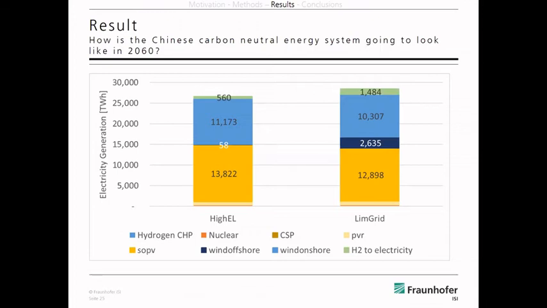We also see that the electricity generation from ground-mounted PV and also from wind onshore is limited. For you to know, SOPV is ground-mounted PV. I forgot to change that. As we have already seen, there's a lot more wind offshore generation in the limited grid scenario and less SOPV and wind onshore generation, as the potentials are limited due to the limited grid.